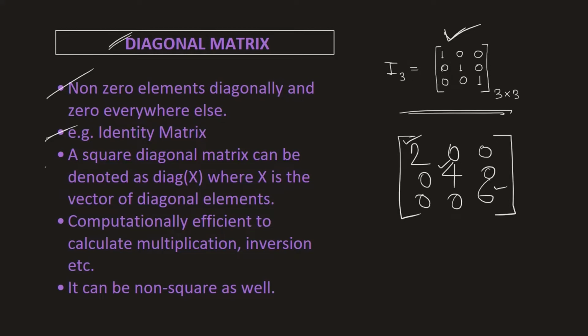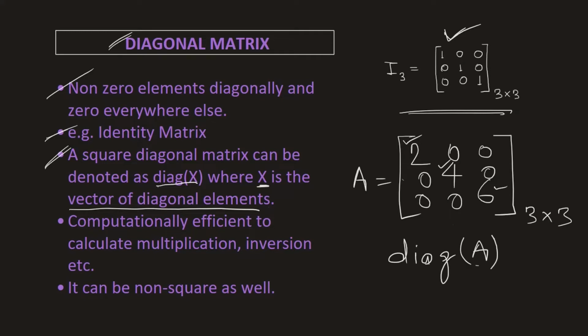Moving forward, a square diagonal matrix can be denoted as diag(x), where x is the vector of all the diagonal elements. So for example, if we consider this matrix as matrix A, and since it is a square matrix with 3 rows and 3 columns, this can also be denoted as diag(a), where a is the vector of the diagonal elements. So for this case we have 2, 4 and 6.